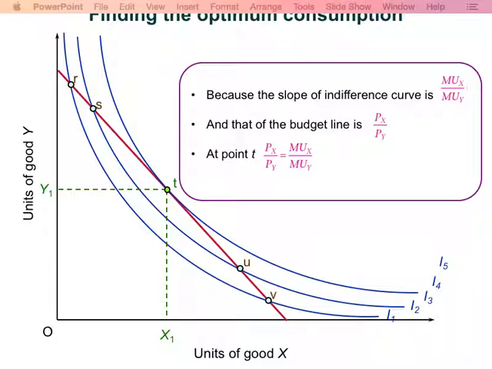Done. Right. Any question on this topic? Any question? So Y1 and X1 is the optimum combination of consumption.